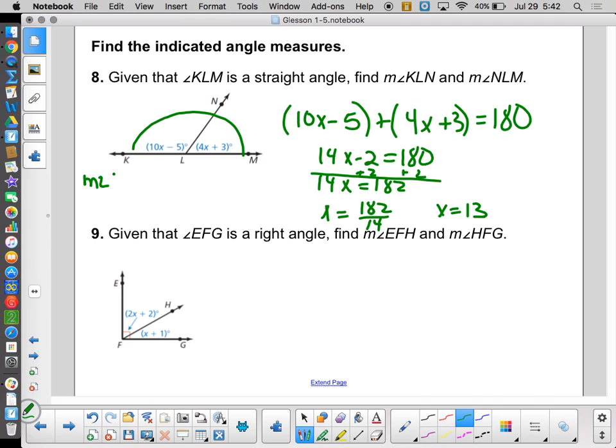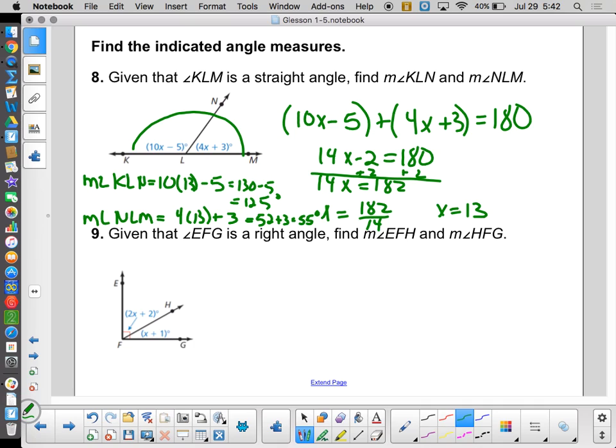So the measure of angle KLN is 10 times 13 minus 5, or 130 minus 5, or 125. Measure of angle NLM is 4 times 13 plus 3. That's 52 plus 3, which is 55 degrees. So we've got our measurements.